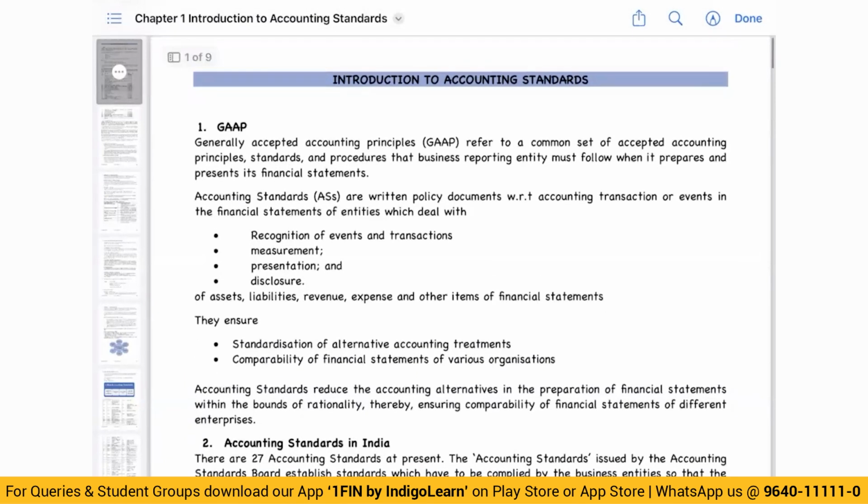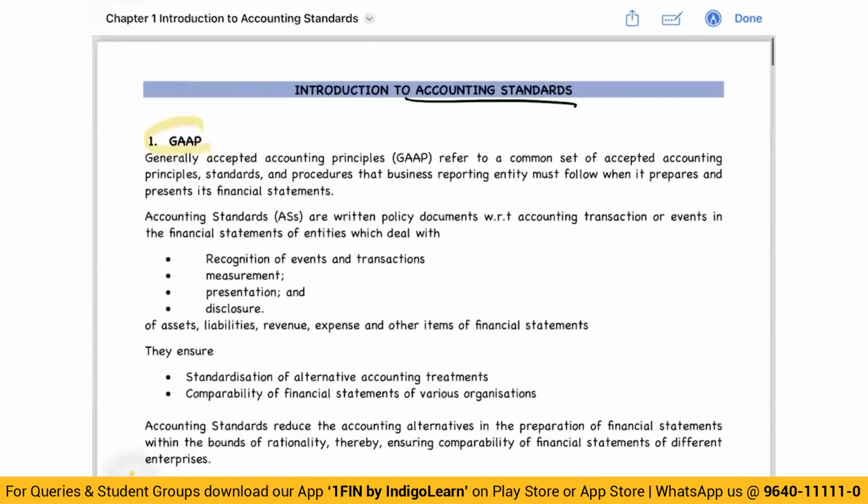So when we talk about accounting standards, we have GAAP, which is called the generally accepted accounting principles, which are a common set of accepted accounting principles, standards, and procedures that a business reporting entity must follow when it prepares and presents its financial statements. So what is GAAP? Generally accepted accounting principles. These are accepted principles, accepted standards, and procedures that a reporting entity must follow when it prepares the financial statements.